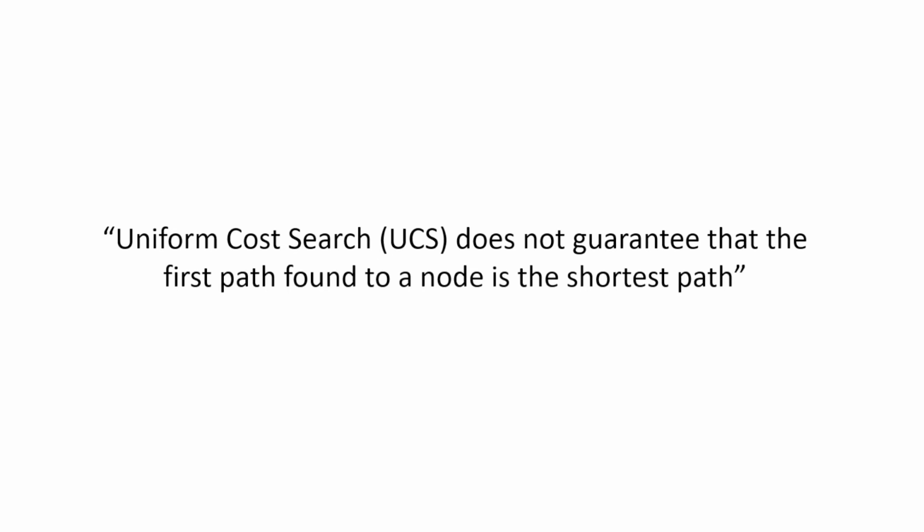But does it? Let's have a look at the uniform cost search and the Dijkstra's algorithm. The uniform cost search does not guarantee that the first path found to a node is the shortest path. So our uniform cost search doesn't necessarily find the shortest path. It finds the shortest path when it first meets that node. So it can calculate the shortest path when it reaches a node.